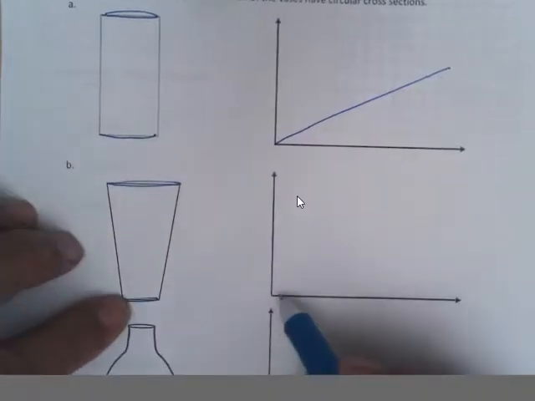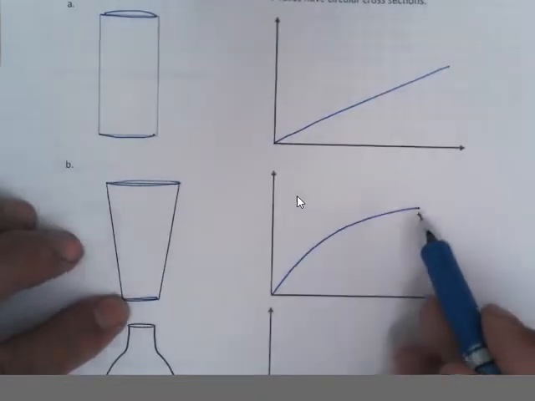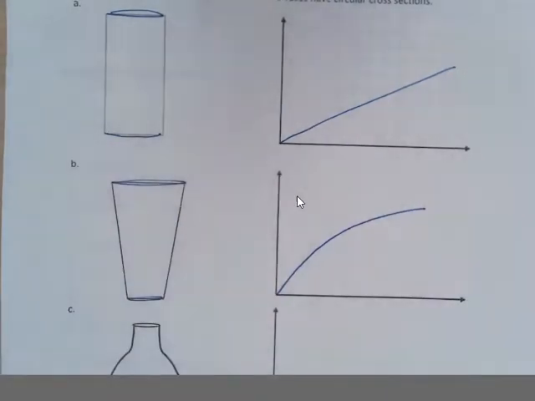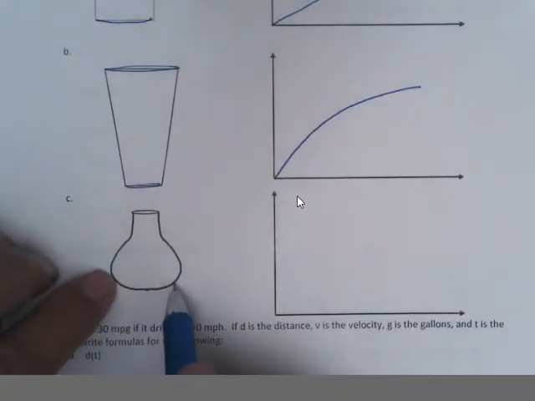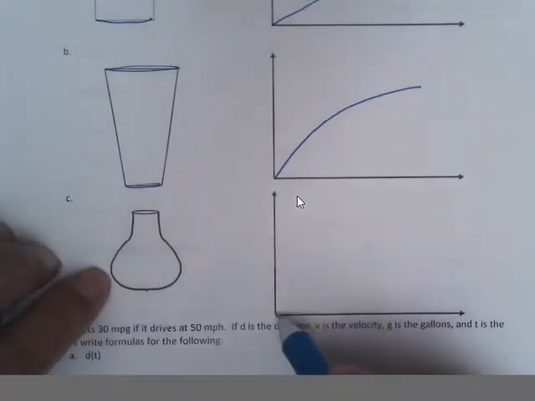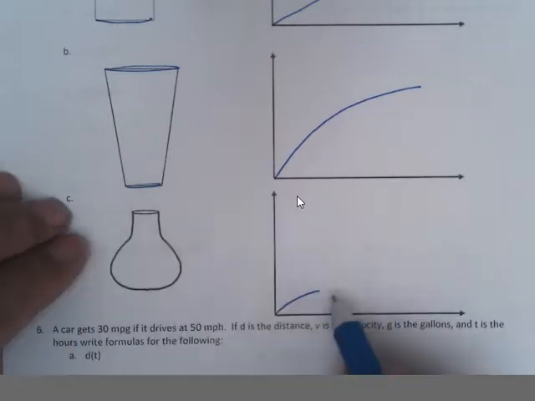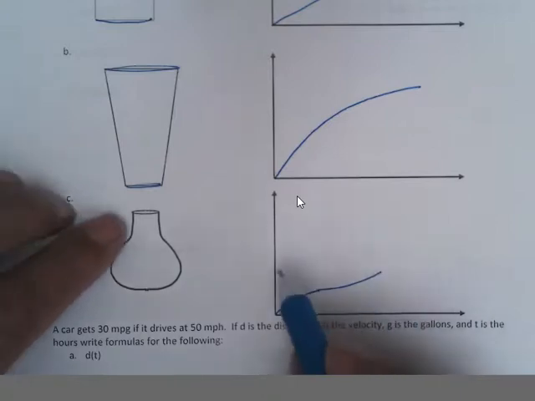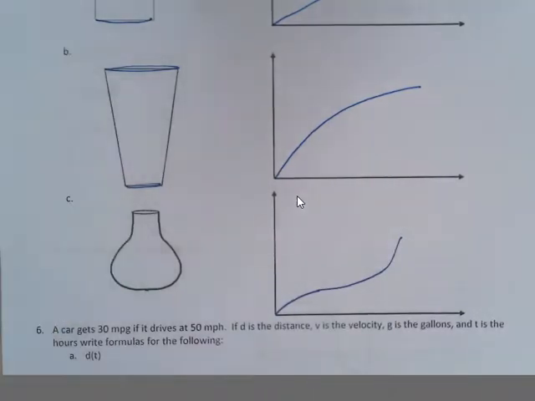So at the bottom it's going to rise quickly, and then it's going to slow down as we go up because it's getting wider. This one, it's narrower, getting wider, so it's going to slow down. So it's curving down for a while, and then it's going to start speeding up, and at the very end it's going to speed up really fast, filling up that small bit. Those are pretty straightforward, I hope, for you.